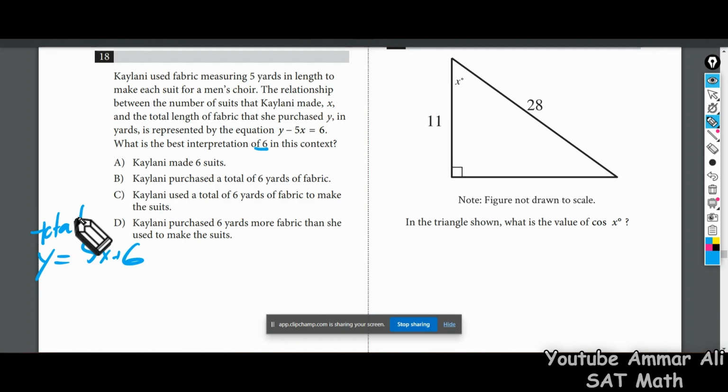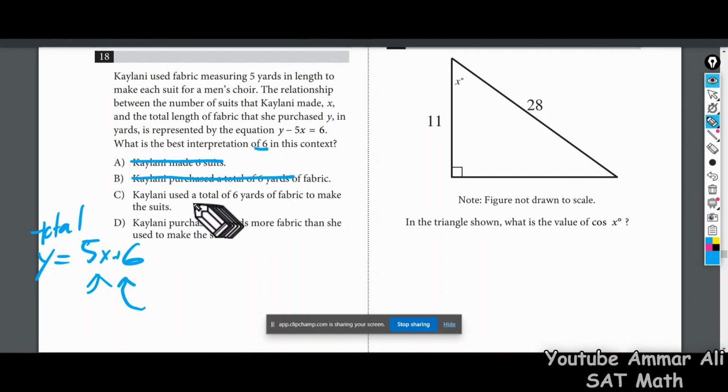And then x is basically the number of what? The number of suits, right? So x is the number of suits made. So if the total is y, she uses 5 yards per suit plus six. So maybe she just started with six extra, or she just ended up with six extra. So we know that this is not really pertaining to the number of suits or the total number of yards, so we can cross that answer out, because we know that she definitely did not make just six suits, and we also know that she has to have purchased more than six total yards of fabric.